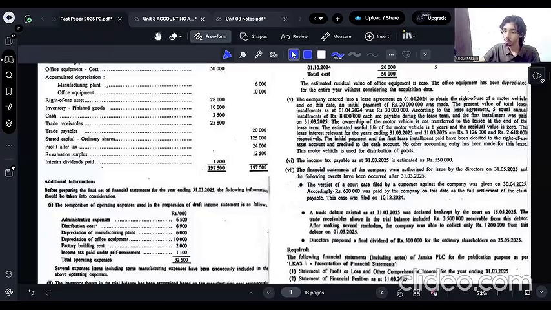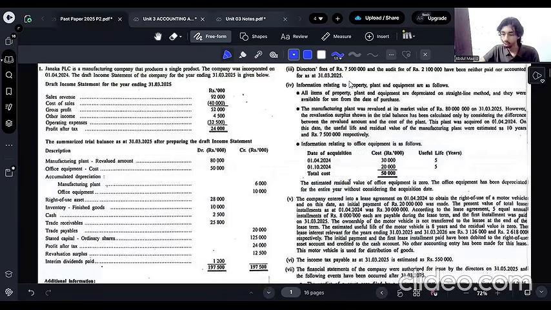All right. So the 2025 A-level discussion, starting off with the first question, company account. Here we have Janaka PLC. It's a manufacturing company that produces a single product. The company was incorporated on 1st of April 2024. The drafted income statement of the company for the year ending 31st March 2025 is given below.